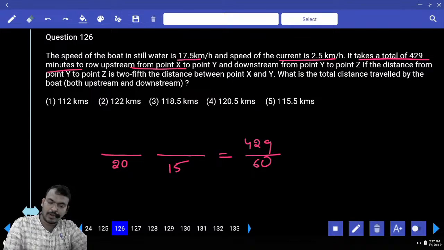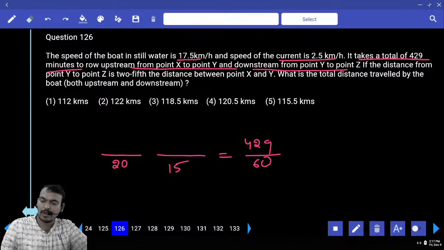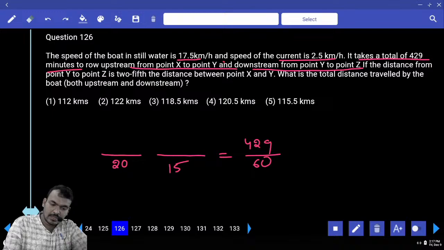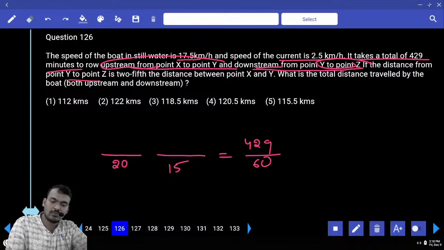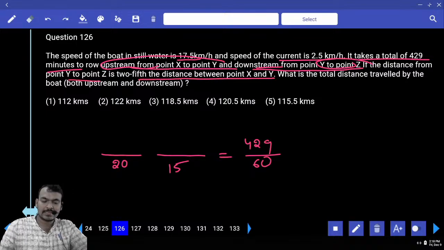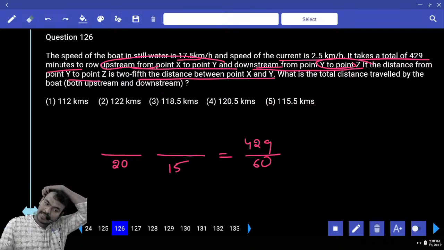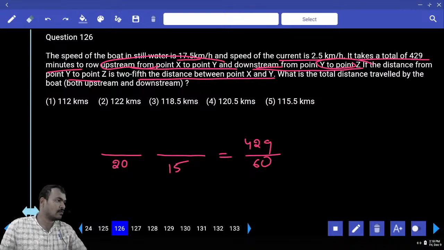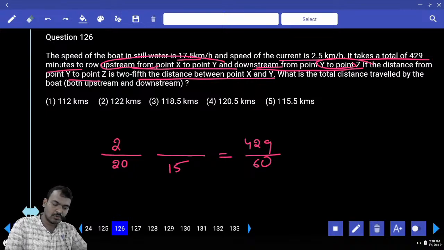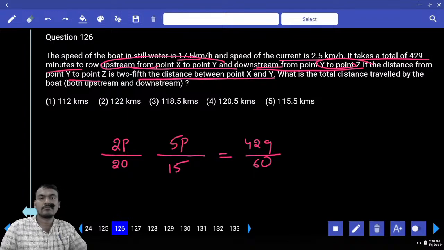Row upstream from point X to Y and downstream from point Y to Z. Means X to Y is upstream and Y to Z is downstream. But the distance between Y to Z is 2/5 of the distance between X and Y. Means X and Y distance is how many parts? 5 parts. Y to Z distance is 2 parts, or not? Means downstream distance is 2 parts. X to Y distance is 5 parts, or not? Yes or no?